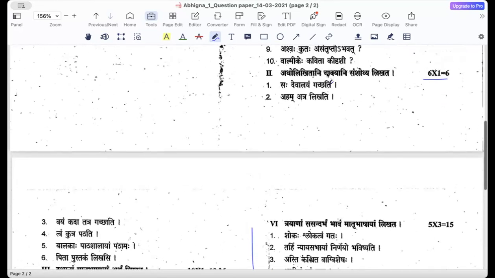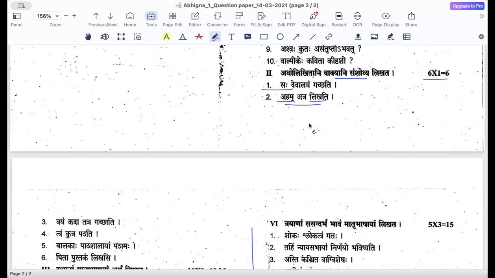Then in this Samshodhya Likhata, sometimes there will be correct sentences also. For example, I specifically took this set of question paper because the first one has a correct sentence: Saha devalayam gachati. If it is correct, you just write the same sentence as the answer. You don't need to correct anything there. The next one you will need to correct: Ahamatra likhati, ahamatra likhami. Since none of the words have been underlined for you to correct, you can correct whichever part you want. You can say saha atra likhati or aham atra likhami.